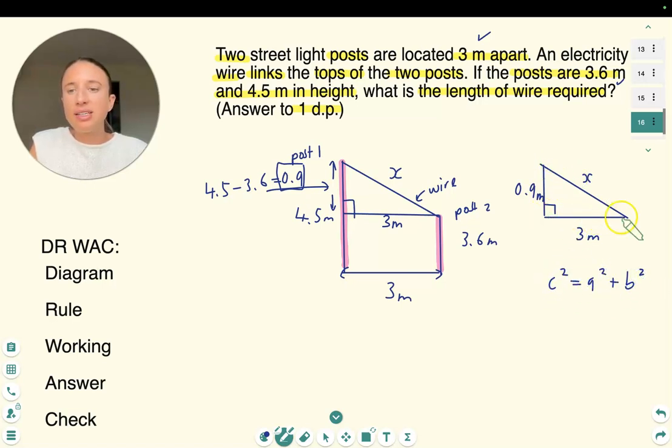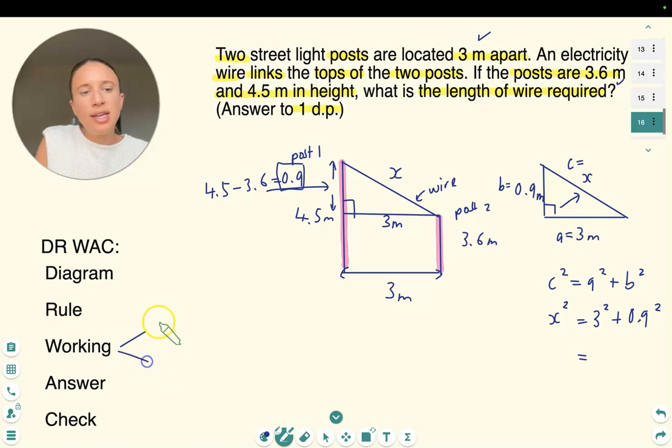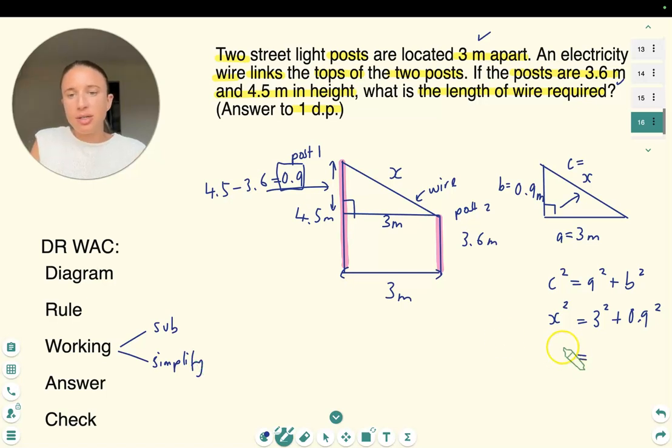And then we're going to label our side lengths. Hypotenuse is opposite the right angle. And then we've got a and b. And we'll do a quick unit check, meters and meters, good. Then we're going to substitute into our formula. So c is x, a is 3, so x squared equals 3 squared plus 0.9 squared. With working, you want to substitute and simplify on each side. So x squared, that doesn't go any further. 3 squared plus 0.9 squared is 9.81.